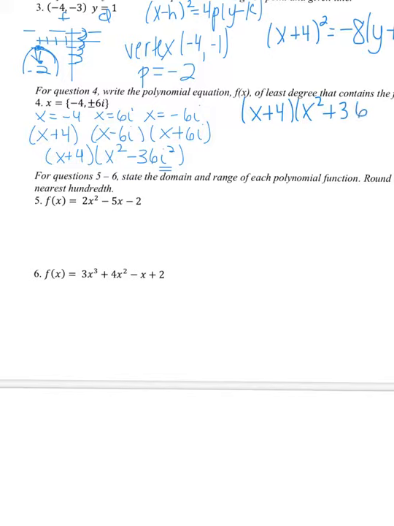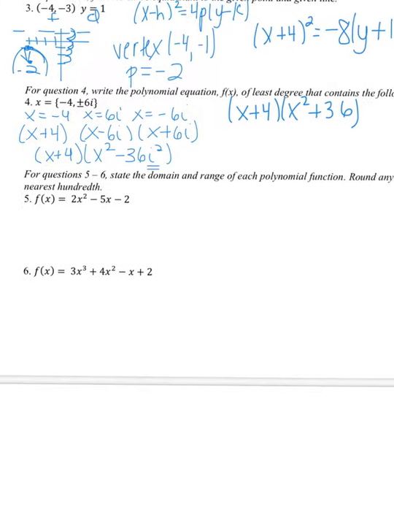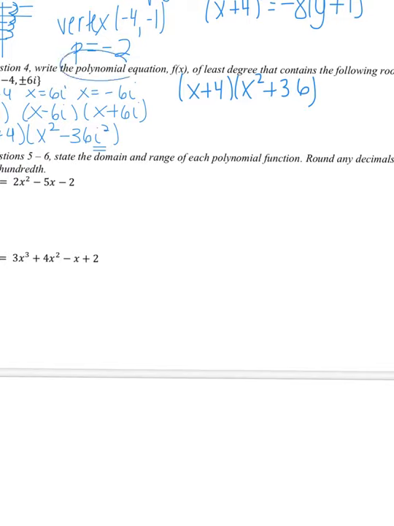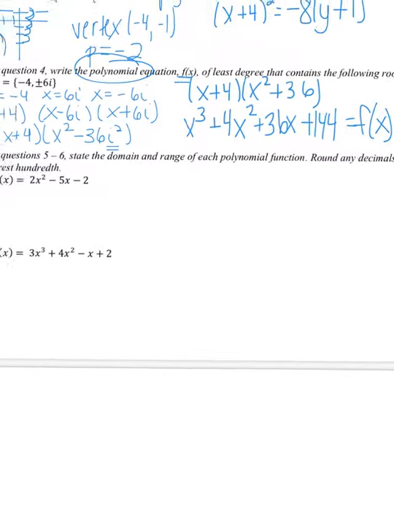positive 36. And then you're going to multiply these out because it says a polynomial equation, so it has to all be multiplied out. This should give you x to the third plus 4x squared plus 36x plus 144. And it wanted it to be called f of x, so equals f of x for number 4.